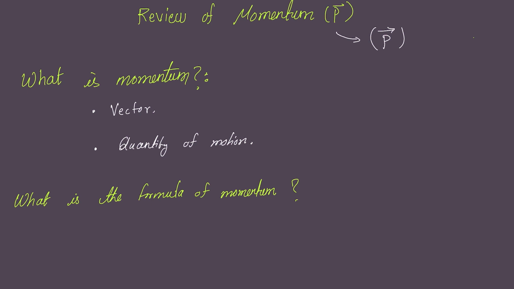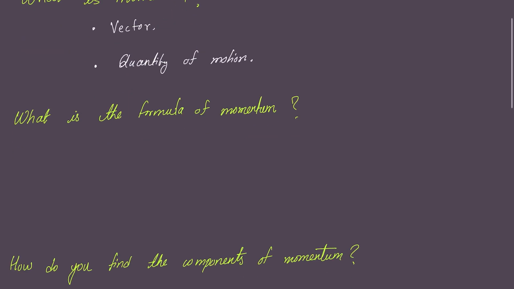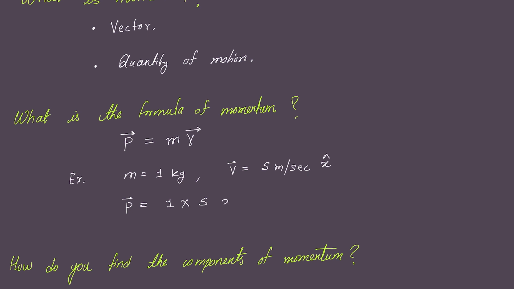So the larger the momentum, the larger is the motion, and as I will write down the formula of momentum, it will be more clear as to why that is true. So what is the formula of momentum? Well, momentum is given by mass, that is scalar, times velocity. Okay, so for example, let's say mass is 1 kilogram and velocity is 5 meters per second in the x cap direction or x direction. That means the momentum will be 1 times 5 x cap, or momentum will be 5 x cap.